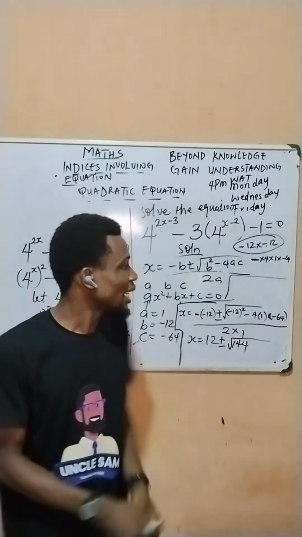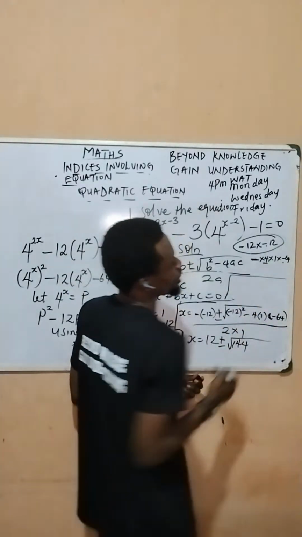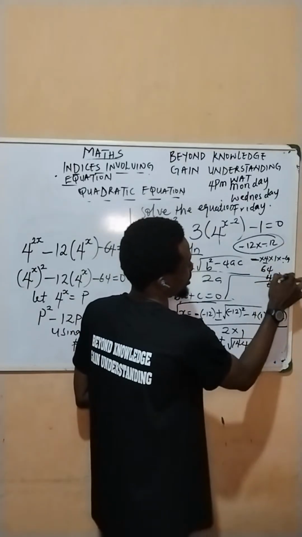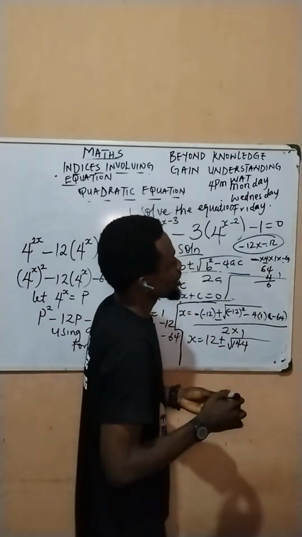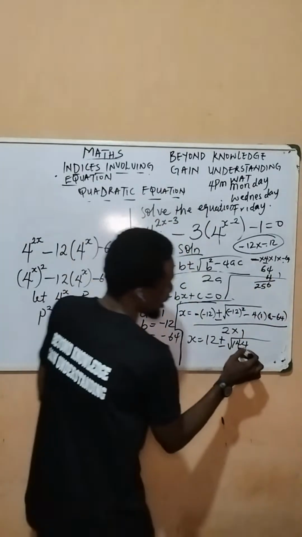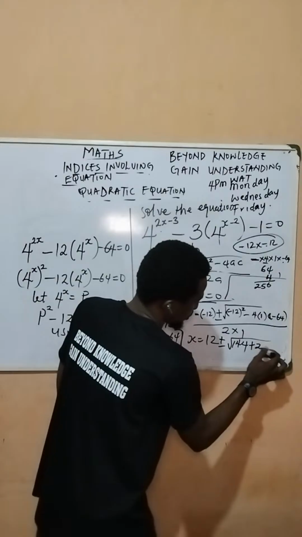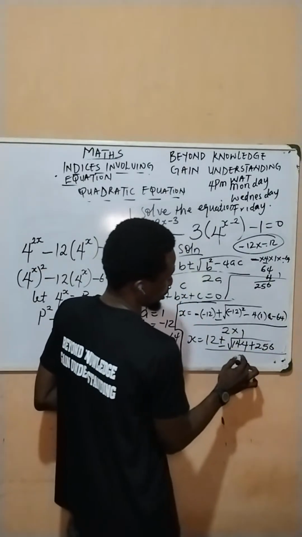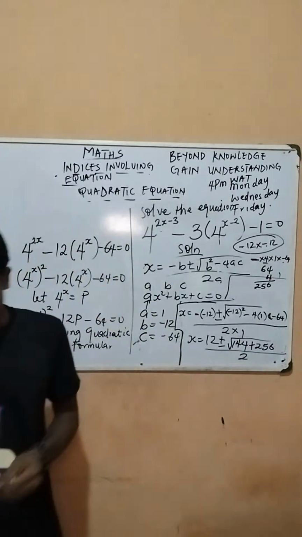Take note of that. And then this 4 will go and multiply what? 64. Let me multiply 64 times 4. 4 times 4 is 16. Carry 1. 4 times 6 is 24. 24 plus 1 is 25. So you have 256. So this is 144 plus 256. Then everything all over 2 times 1, which is equal to what? 2. We are getting somewhere.